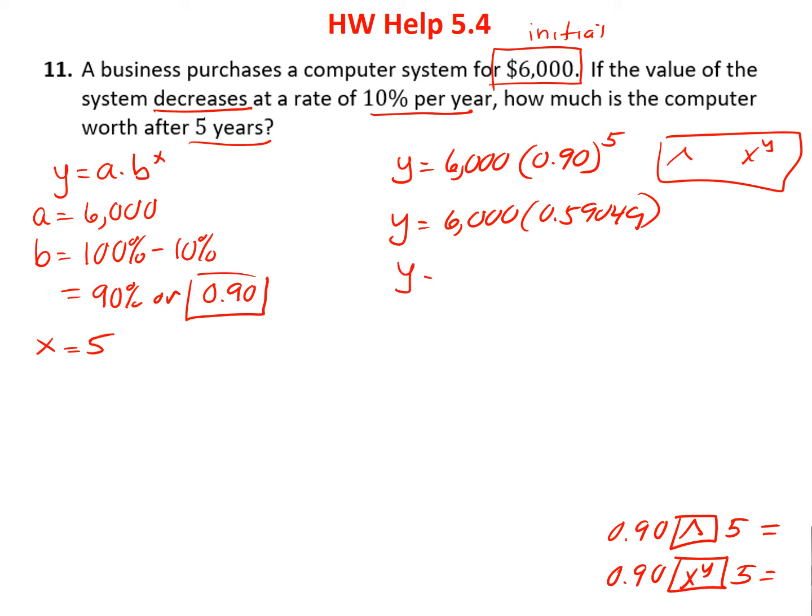And my answer here is 3542.94. So I don't need to round that off. And that gives me that after 5 years, that $6,000 computer is worth about $3,500.